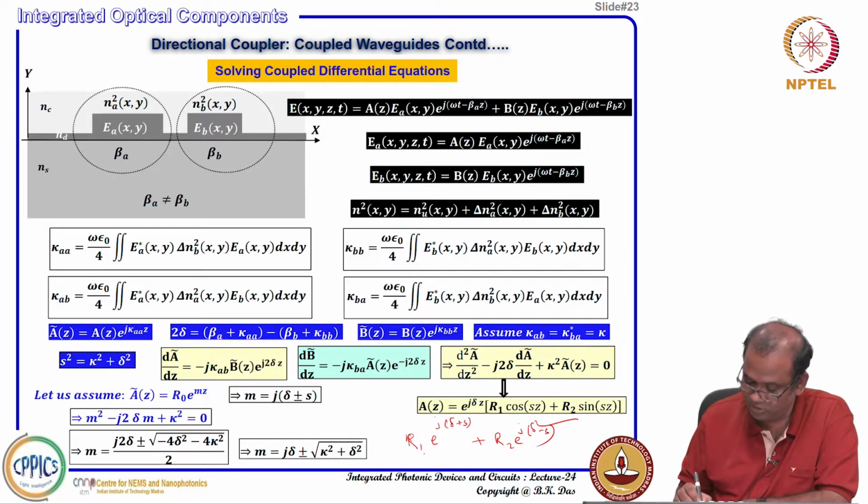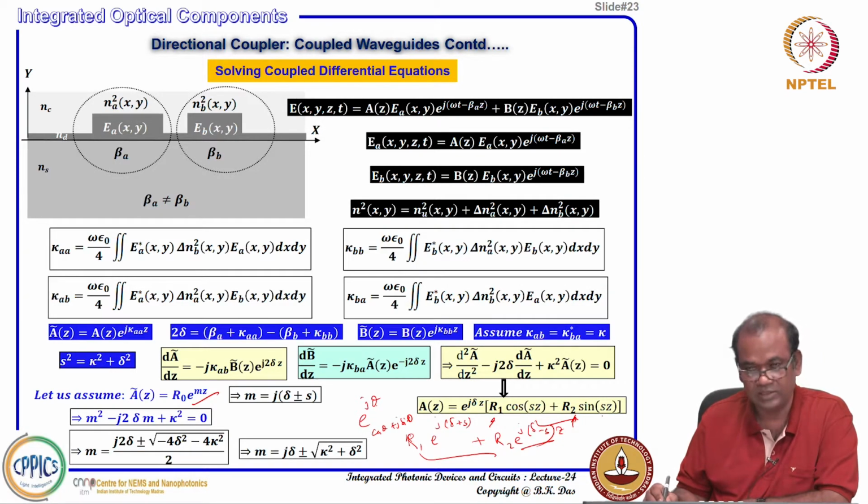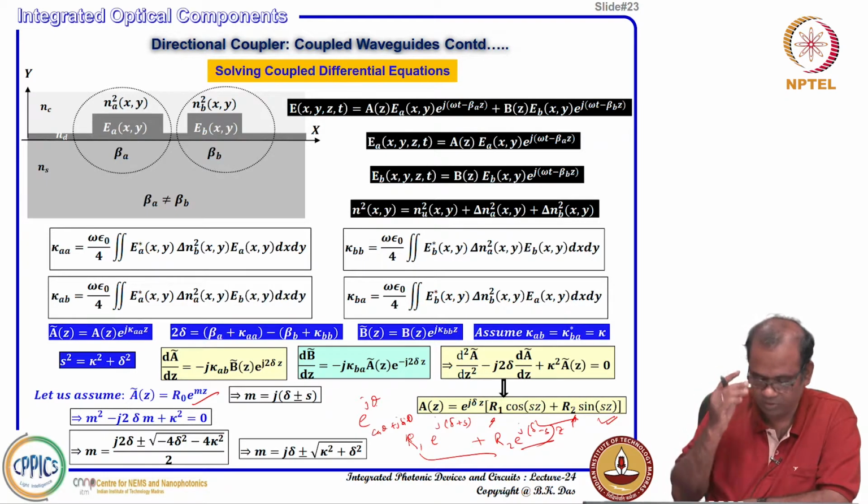If you modify this a little bit, you can represent it, because this is e to the power j theta, something like that, and you can write cos theta plus j sin theta. So, to simplify a little, we introduce constants r1 and r2, and the solution you are considering is in z. So, r1 cos sz plus r2 sin sz you can consider. This is the solution, but we have introduced r1 and r2 that can be solved by using the initial condition.